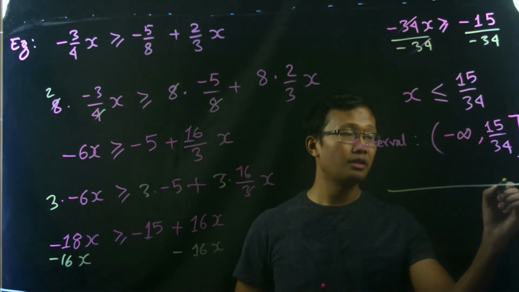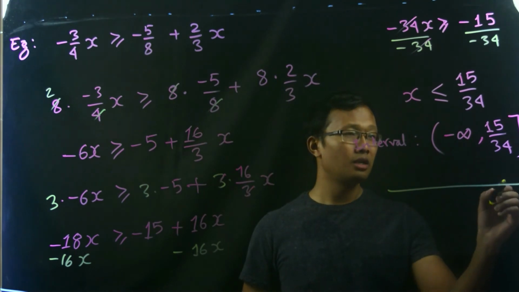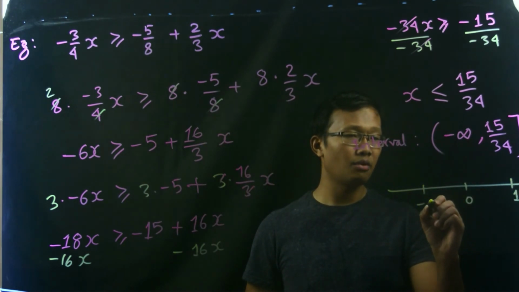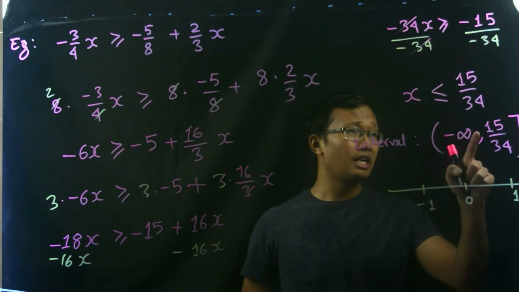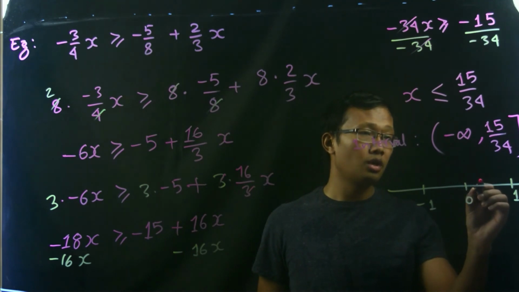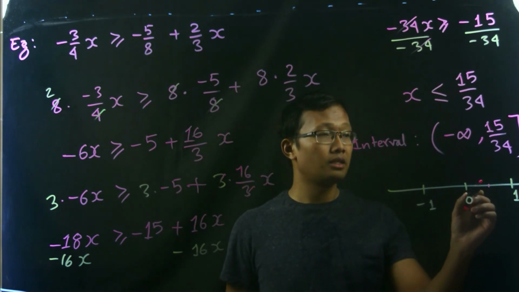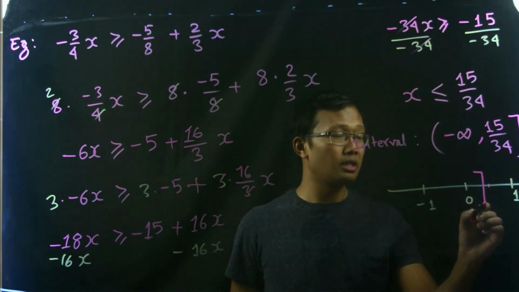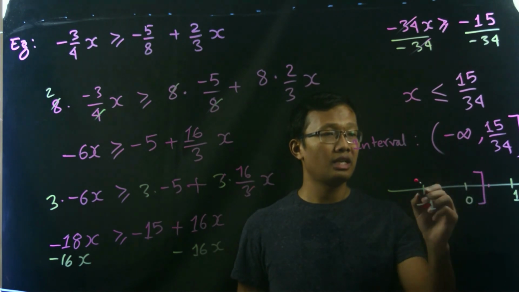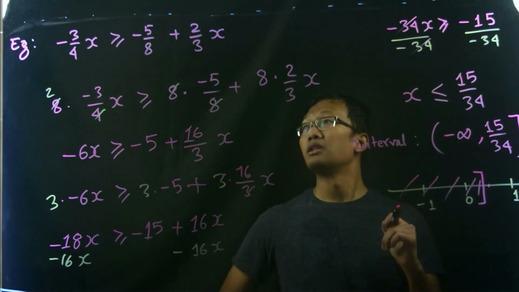For the graph, we can just write that 15 over 34 is less than 1. Suppose this is 1, this is 0, and this is negative 1, and so on. Then you can see that 15 is slightly less than half of 34. So we might want to think this is half, and this would be the tentative place where we have 15 over 34. And it will go in this way. So this is the solution of this inequality.